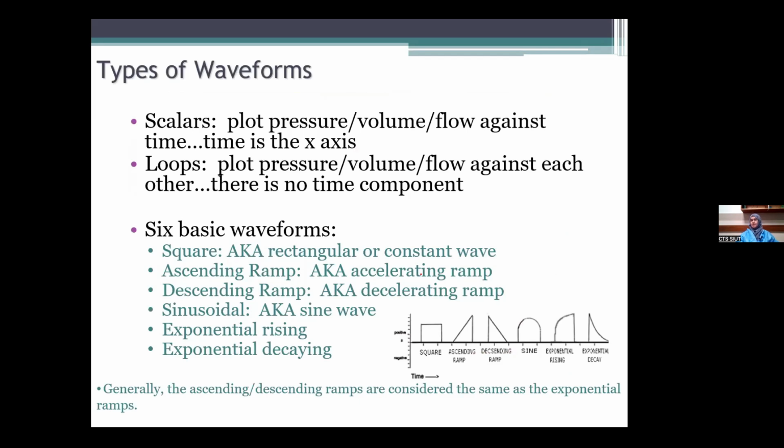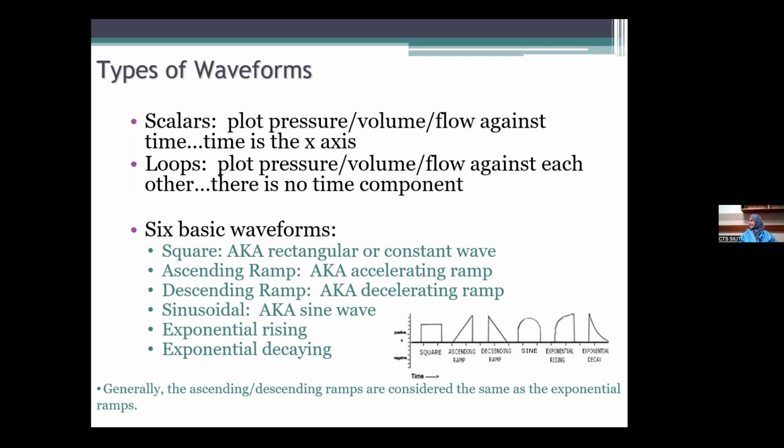First and foremost, we would be discussing the waveforms that we get to see on our ventilators. Typically they can be divided into two types: the scalar waveforms and the loops. Scalars are basically waveforms where one of the quantities such as pressure, volume or flow is compared with a time variable on the x-axis. And in loops, pressure, volume, and flow are charted against each other, and no time component is involved.